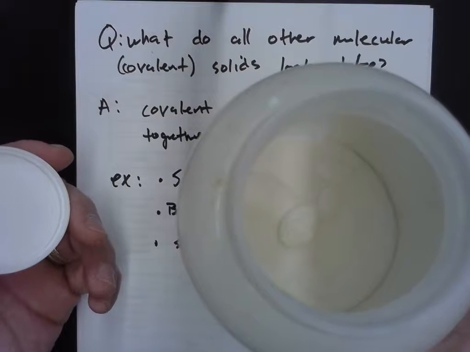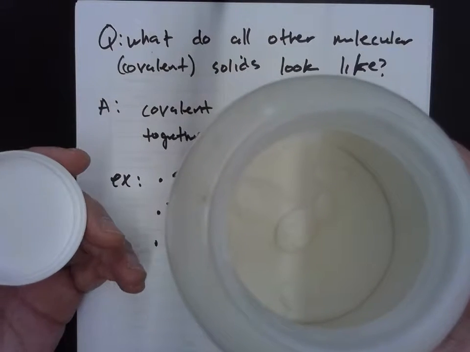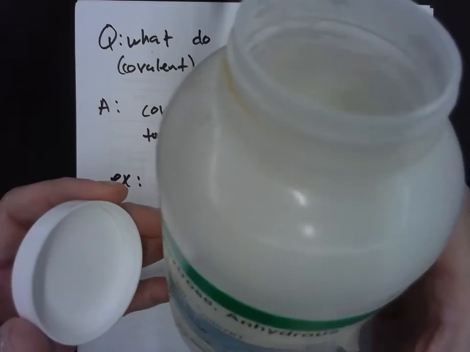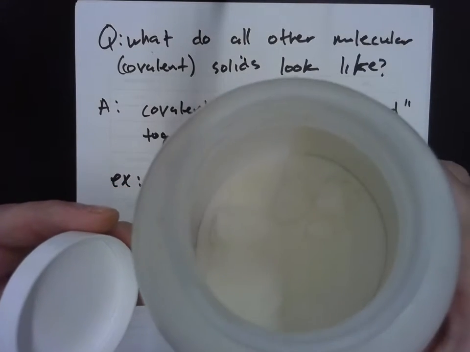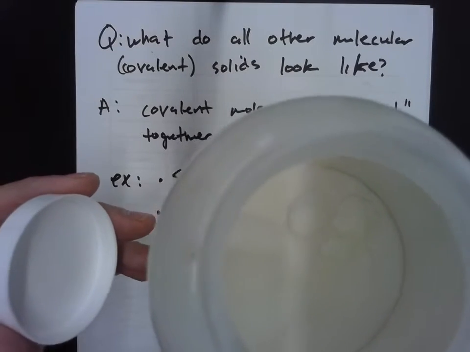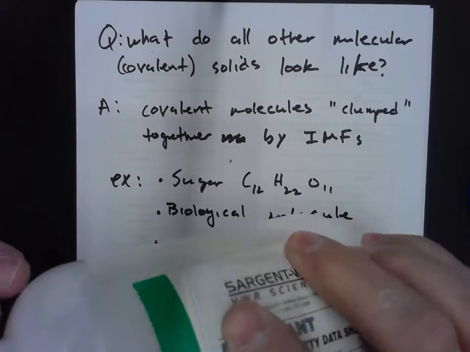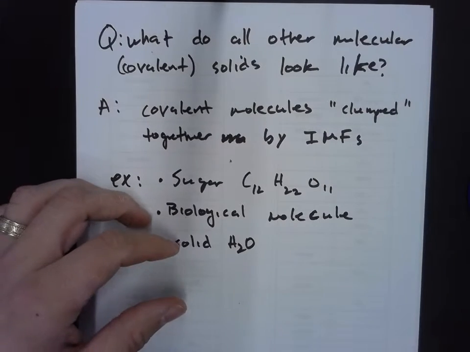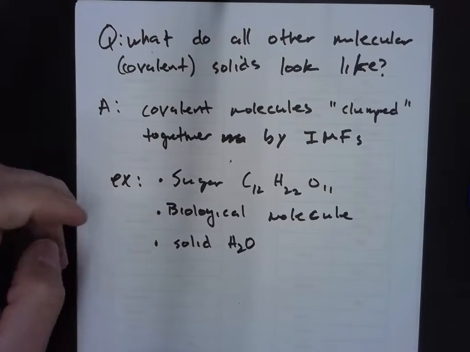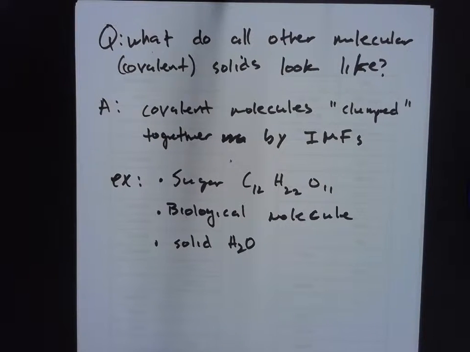It's got a very low melting point. If I were to heat it up, it would melt, and it's very brittle. And this is, again, a sugar, and it's a covalent compound that is held together through IMFs rather than through bonds. And the IMFs that hold it together are going to be dipole-dipole or London dispersion. It does not have hydrogen bonds.